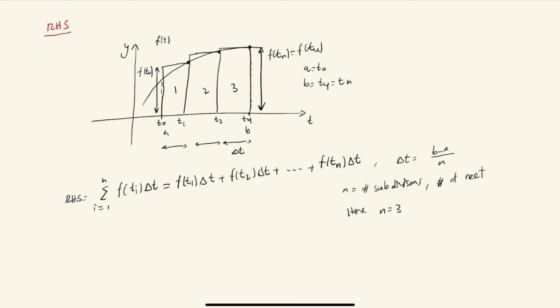So here what we are doing is representing the area by drawing these rectangles, and then I'm going to find the area of each rectangle, and then add them to estimate the area under the curve of f of t going from a to b.